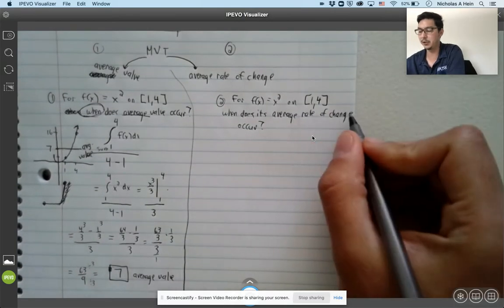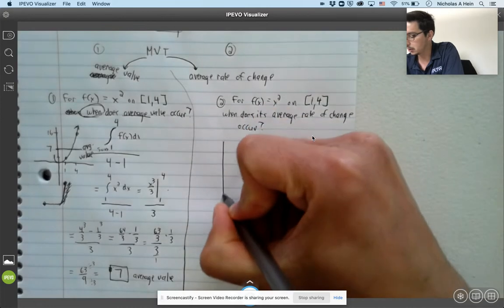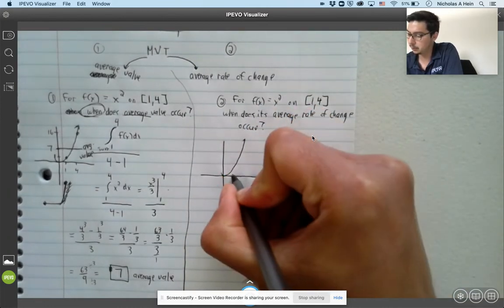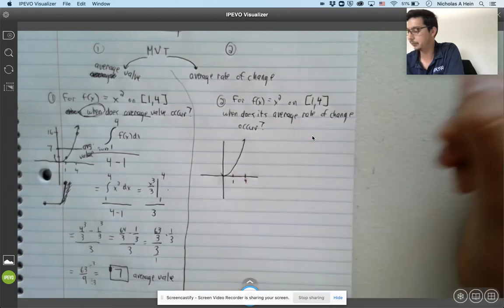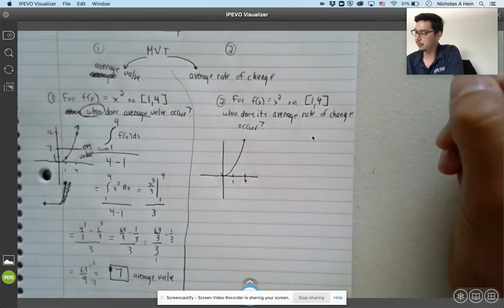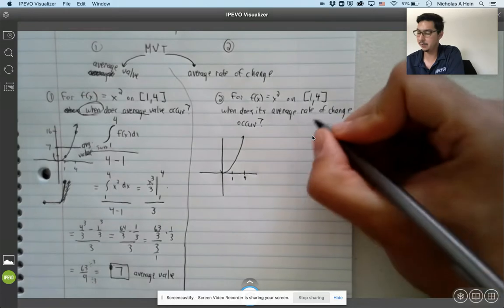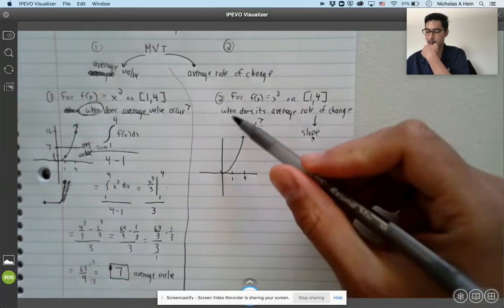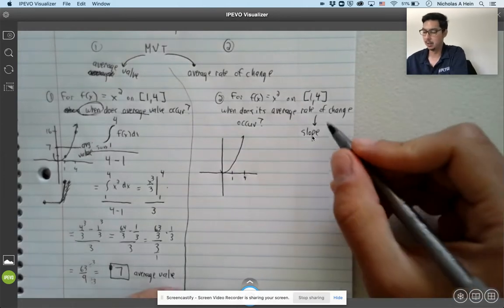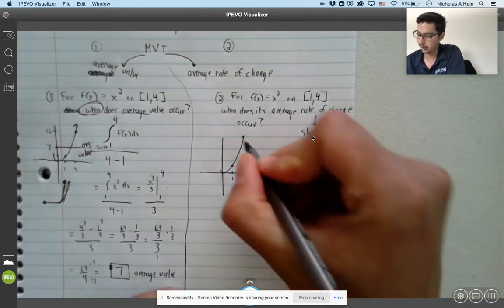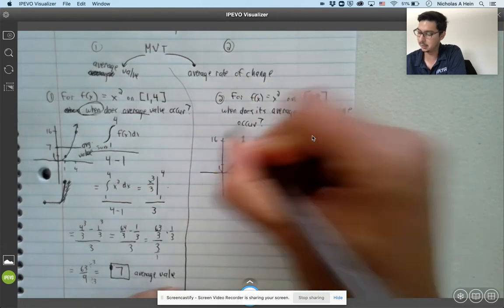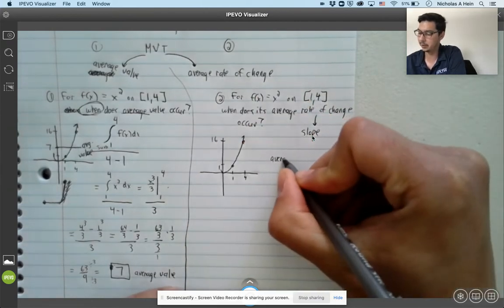So if we think about rate of change, visually, let's draw this out again. Here's your parabola from 1 to 4. Okay. Now, what is rate of change? Rate of change visually is the slope. So really what this is saying is, when does the average slope occur? Well, what's the slope from 1 to 4? Where that's at 1 and that's at 16. So what's your average slope?